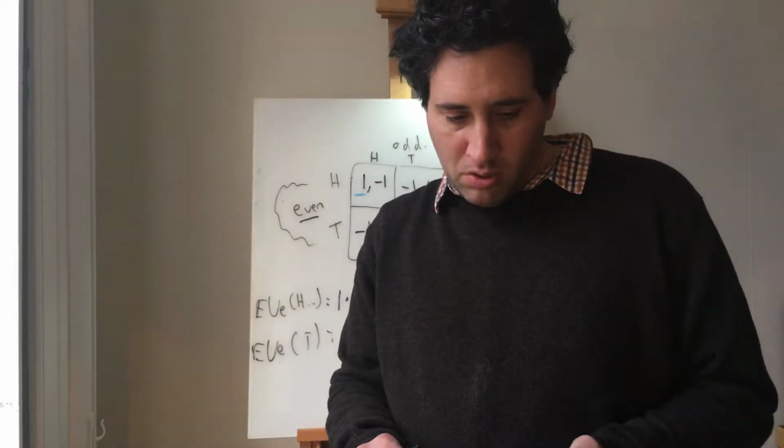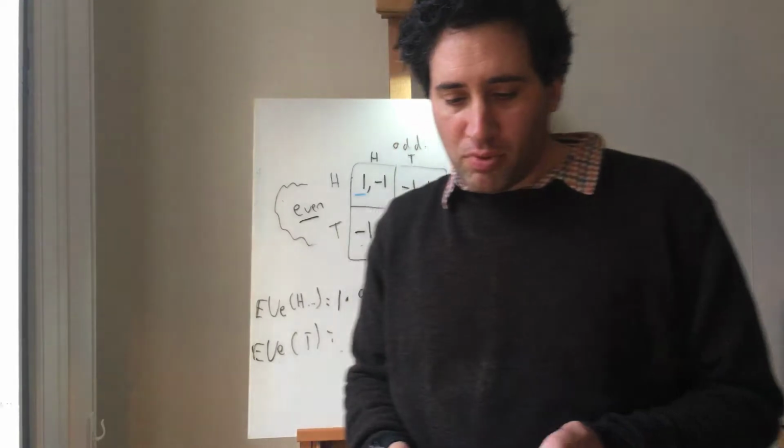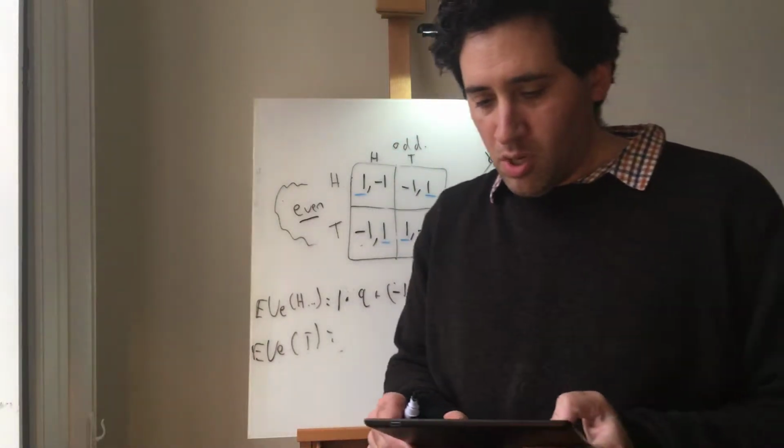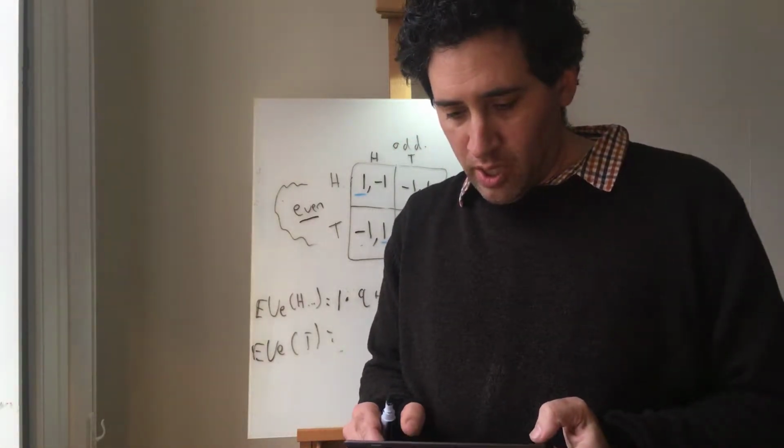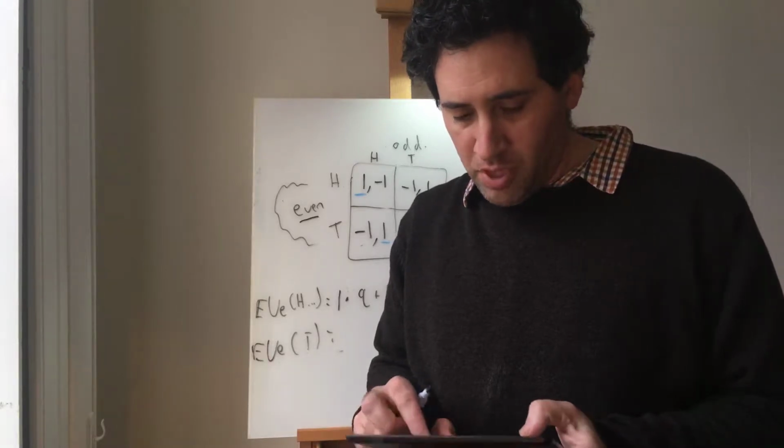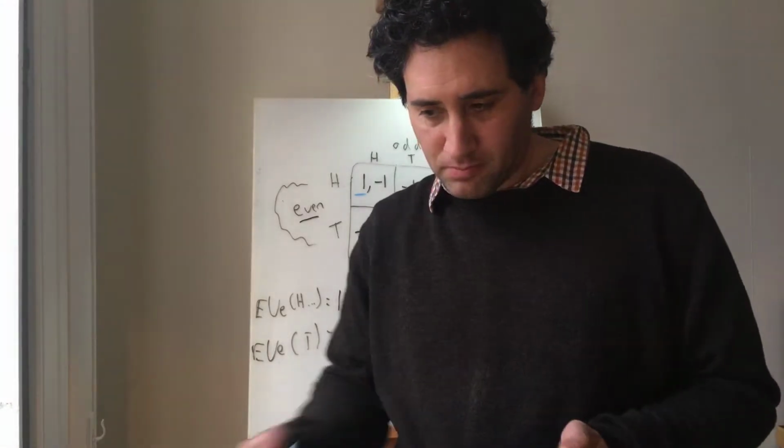Okay, the next question. When a game has multiple equilibria, propose methods to sort out which one would be the most reasonable prediction, or which one would be the best prediction.